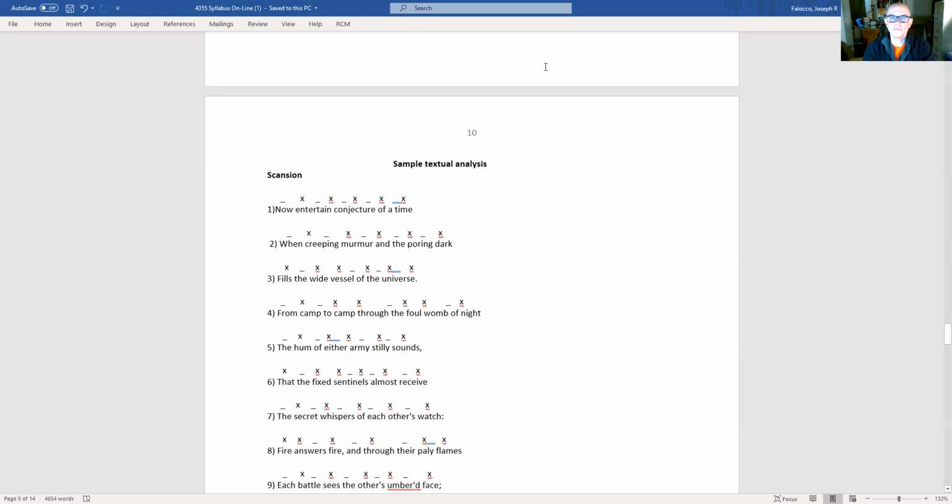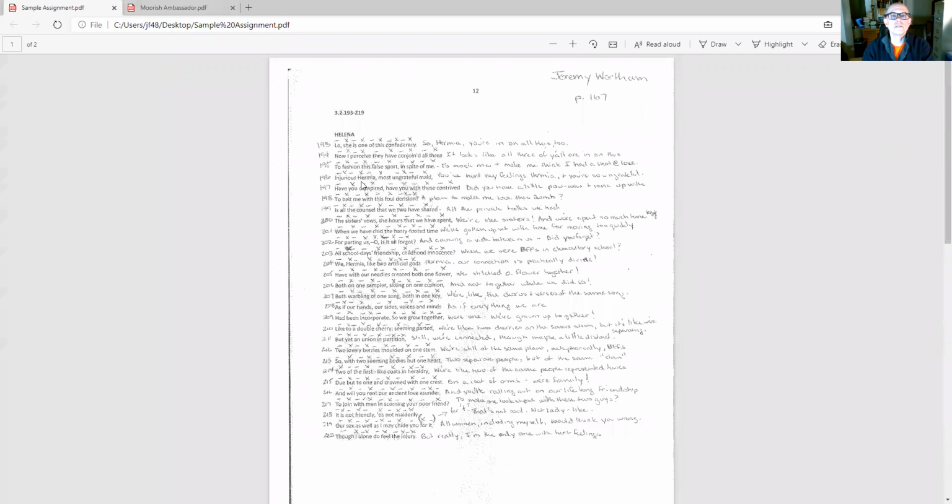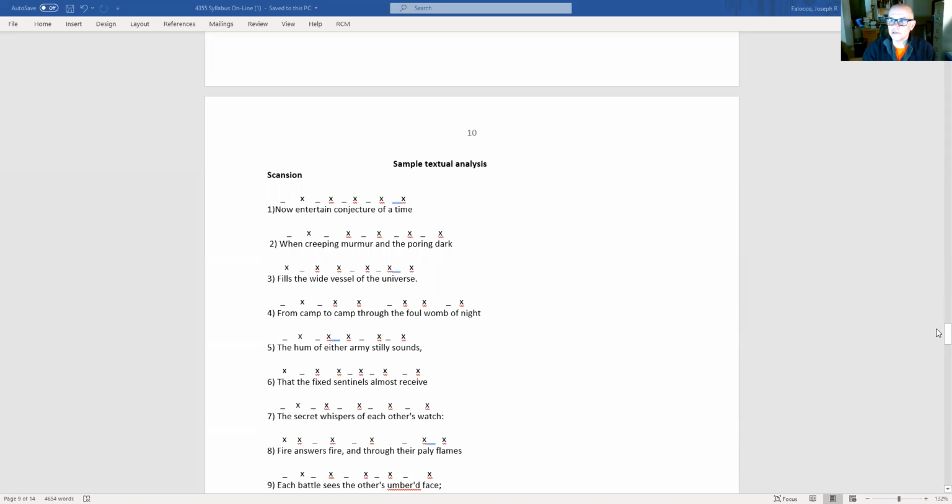Now, if we look at the sample assignment that another student did, you'll see that he used those same scansion marks, and once again, most of these lines are completely regular. "Lo she is one of this confederacy." Dash X, dash X, dash X, dash X, dash X. That is what is meant by scansion, and that's where you'll put the scansion, right on the same page that you print from Canvas. That is where you're going to write your scansion marks.